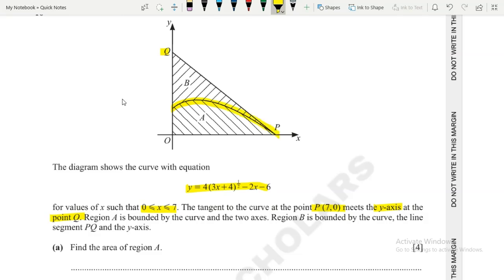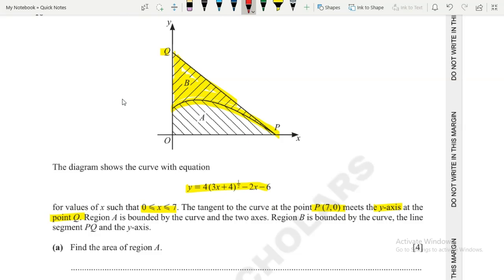Region B is bounded by the curve, the line segment PQ and the y-axis. So the whole triangle is not the region B. Region B is only this above region, so don't confuse it with the lower region. Now first of all, find the area of region A.